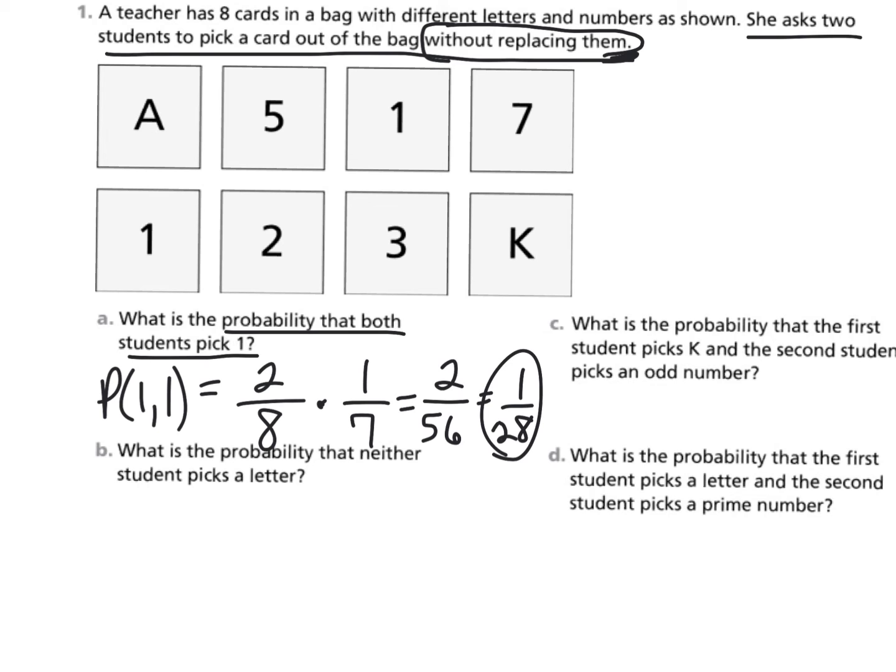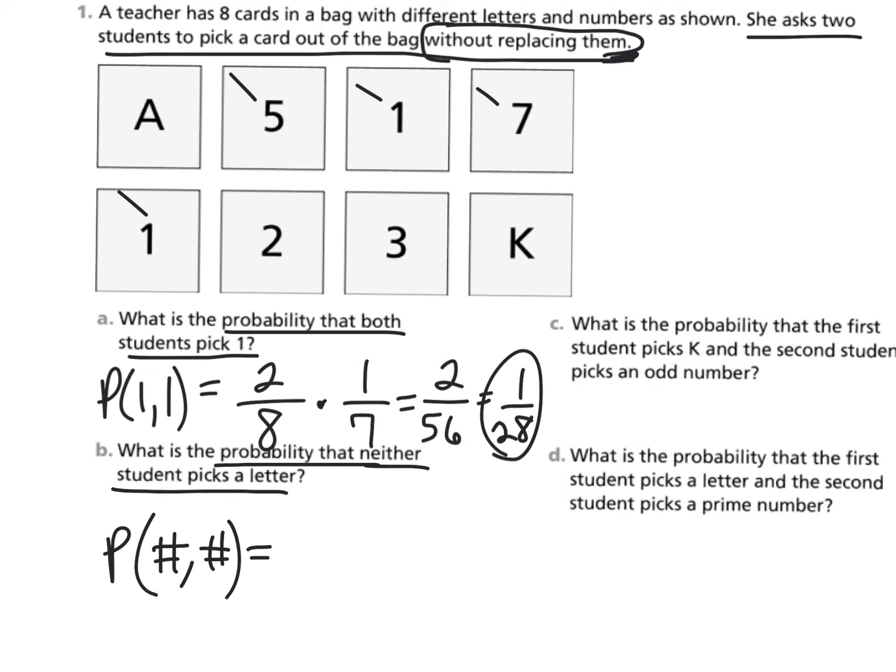Part B, what is the probability that neither student picks a letter? Okay, so if they don't pick a letter, that means they're picking a number. So another way of putting it, they could have said, what's the probability that we get a number and another number? So if you look at the numbers, we got 1, 2, 3, 4, 5, 6. 6 numbers out of 8, or 6 things that are not letters, if you want to think of it that way.